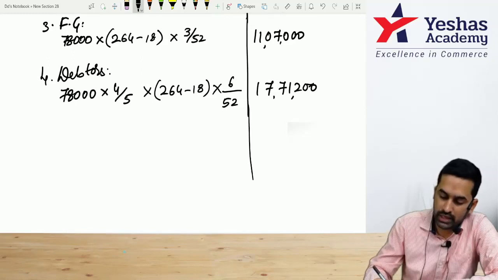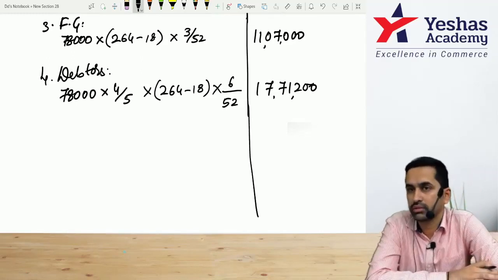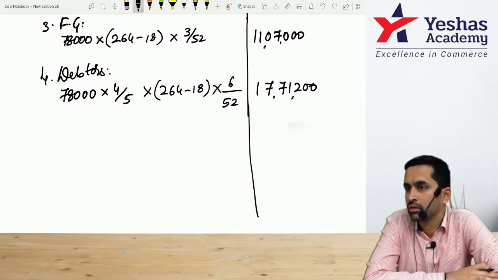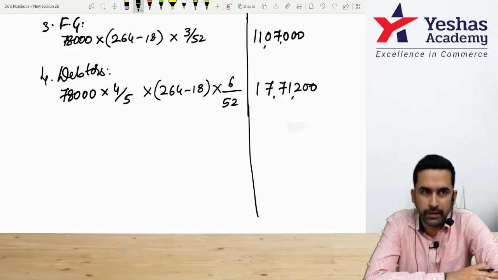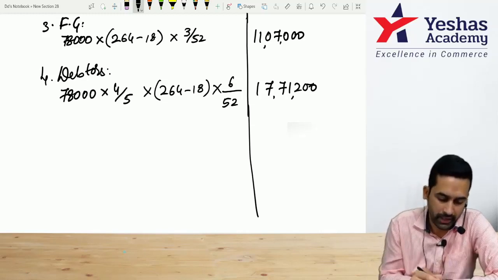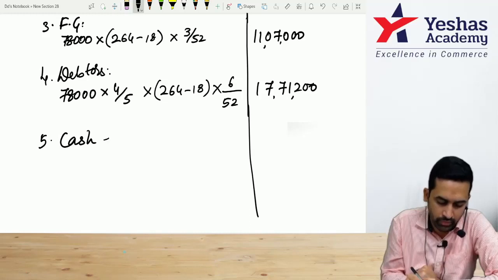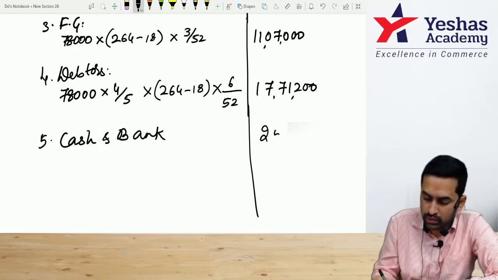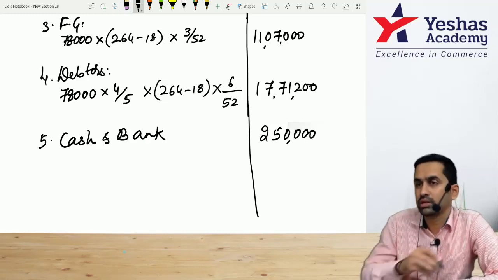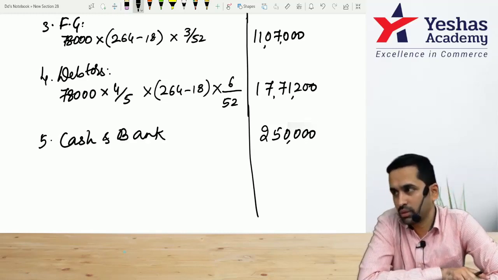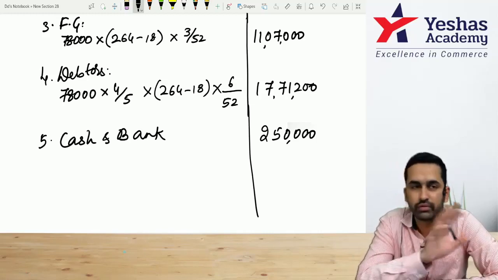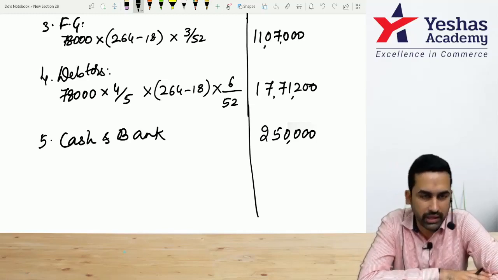So much of our cash is with our customers. Correct? Anything else? Cash and bank, which is 2,50,000. Now, sir, one small doubt: 1/5 of sale was on cash. The balance 4/5 we took for debtors. Shouldn't that be taken here?